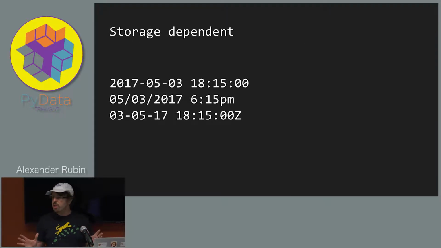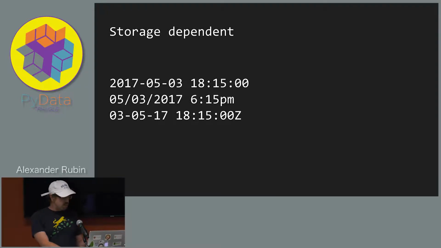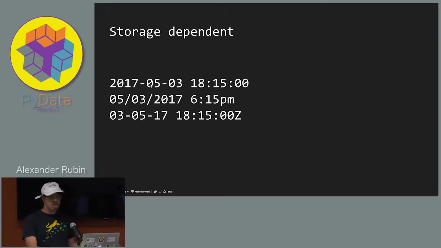Another problem with CSV is that it is really storage dependent. So date can be different. This is a standard date that we use in MySQL. That can be a different date. That can be anything. So we really don't know. So what is the solution?